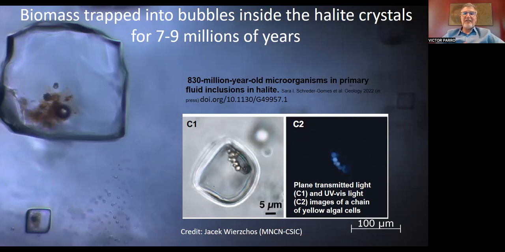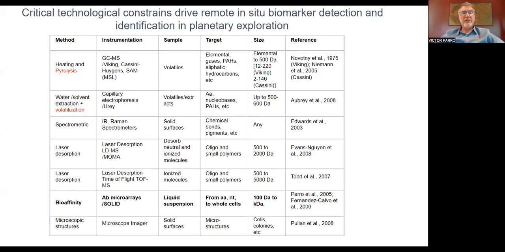So, there is always a big controversy in this type of claim, because it's very difficult to be sure that these microbes in fact have the age they say they have. But it's interesting, because fluid inclusion is a good way to preserve not only organic matter but even, why not, living organisms. But the point is, how can this work help us to search for life in other planetary bodies?